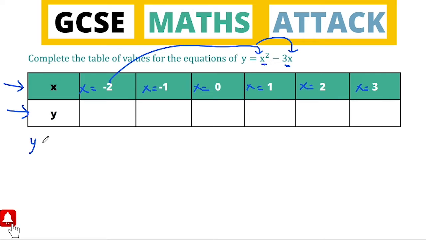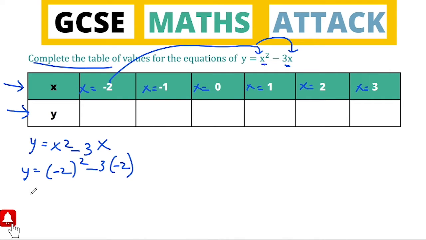So I have y is equal to x squared minus 3x. I've been asked to complete the table of values. So once I'm given the equation, it becomes straightforward. So y is equal to minus 2 squared minus 3 times minus 2. Minus 2 squared is minus 2 times minus 2, which I know is positive 4. Minus 3 times minus 2 is positive 6. And I know 4 plus 6 is 10. So the first one is going to be 10.